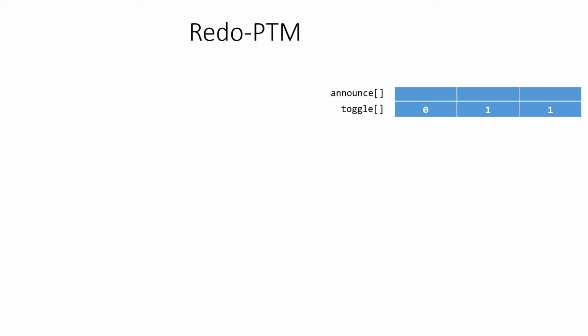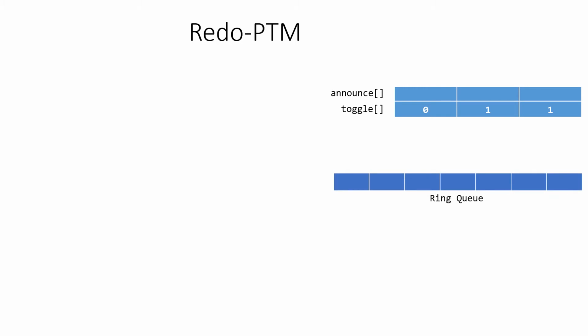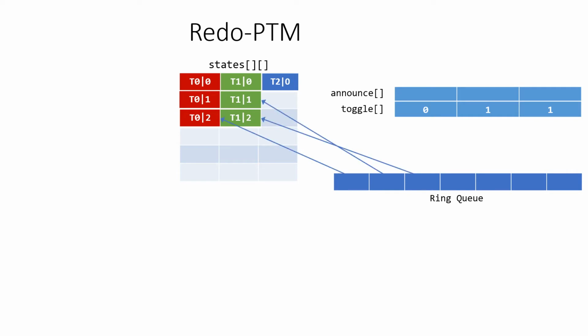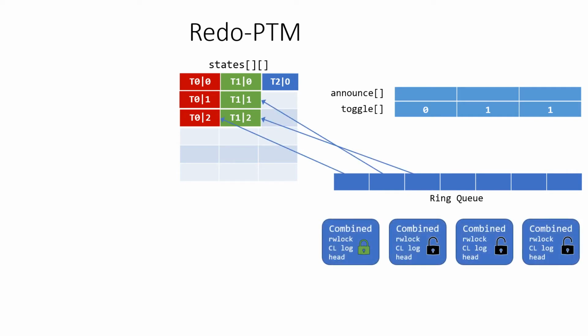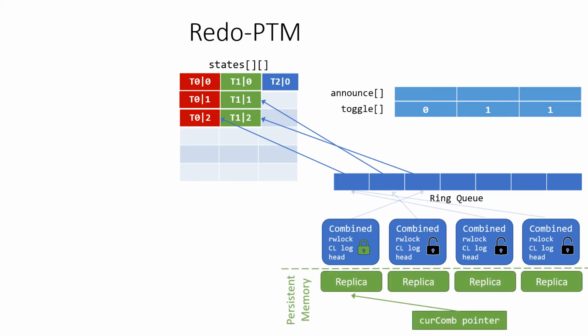We will now describe the logical components of the Redo-PTM and the steps taken during a write transaction. There is an array of atomic pointers and a matching array of bits used by Turn consensus. There is a ring buffer that acts as a wait-free queue to store the physical logs, redo logs, for each group of transactions. Each entry of the ring queue has a logical pointer to an entry in the states matrix. There are also T+1 Combined instances, one per replica, and the replicas and the curComb pointer are located in persistent memory.